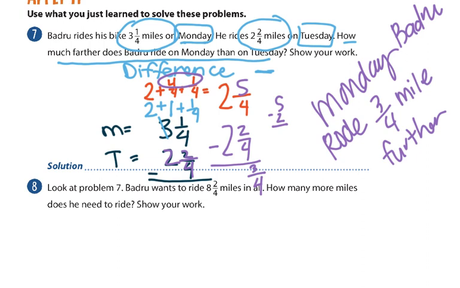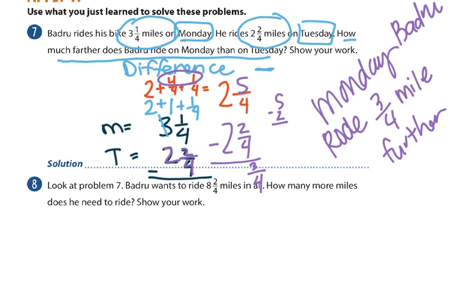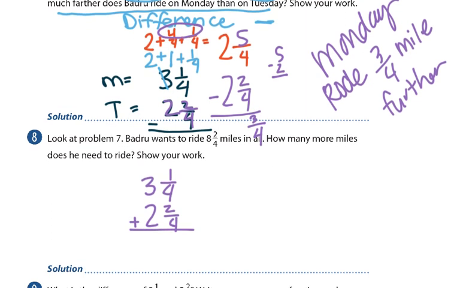I'm going to start with adding. Then I'm going to have to take away the difference. So it's going to be 2 steps. But we are really good at multi-step problems. Okay, so let's go back up here. We did 3 1/4 and 2 2/4, and we are going to add them together to find out how much he went on Monday and Tuesday.